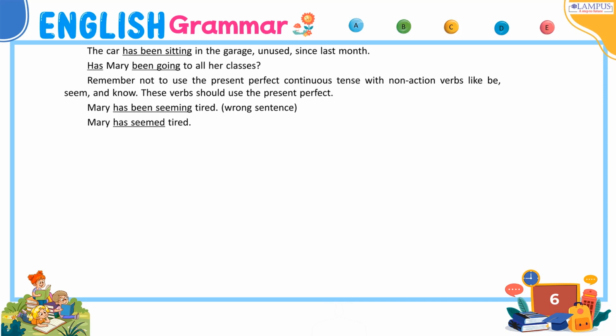Remember not to use the present perfect continuous tense with non-action verbs like be, seem, and know. These verbs should use the present perfect. Mary has been seeming tired. Wrong sentence. Mary has seemed tired.